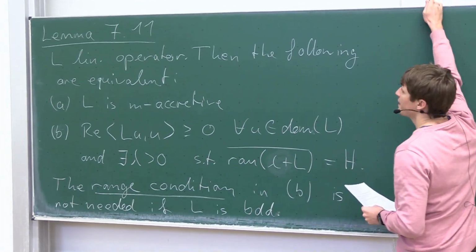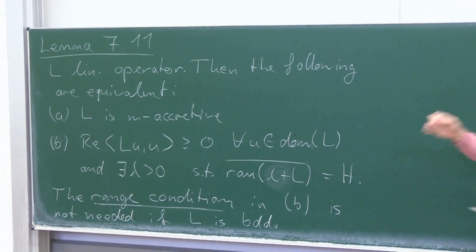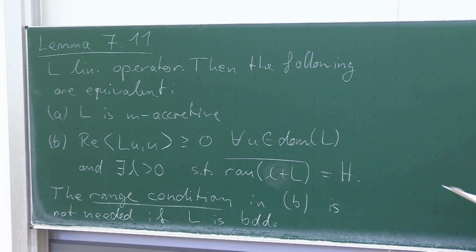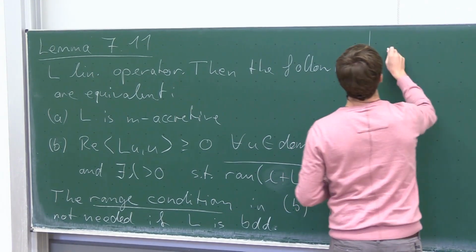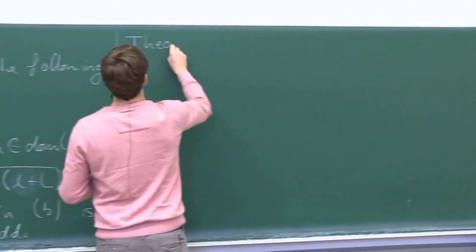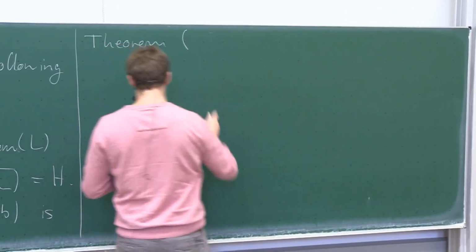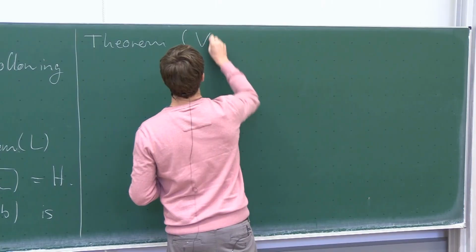Okay, and then we come to the main result that we want to prove today. This is Theorem 7.12, and this is called von Neumann's inequality.